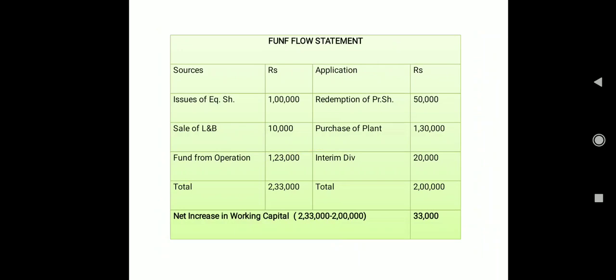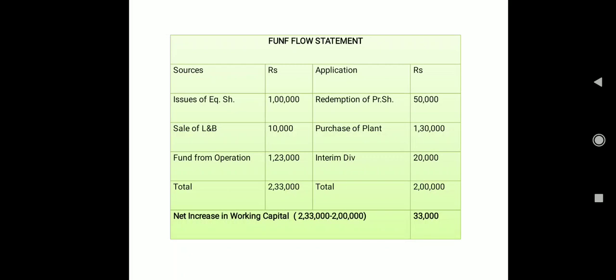Now coming to your application, we have redeemed the preference shares worth rupees 50,000. That means we were supposed to pay, so money is going out from my pocket, so 50,000 is an application of fund. Then we have purchased the plant worth rupees 1,30,000, so that is again an application because I have to pay. Wherever money is going out from your pocket, definitely it is going to be an application. Then interim dividend you have paid, 20,000, so that is again an application.